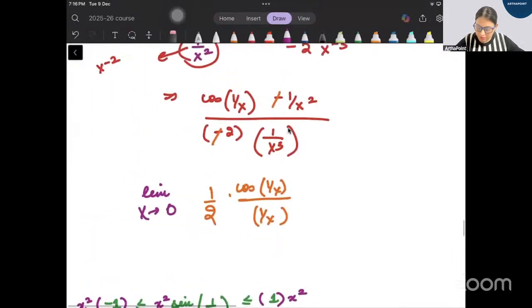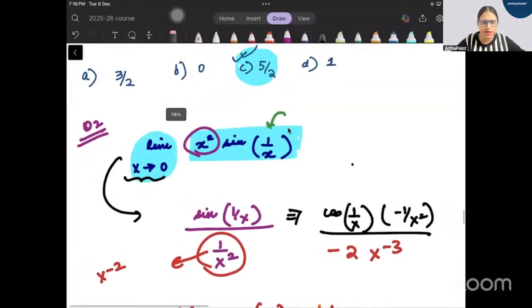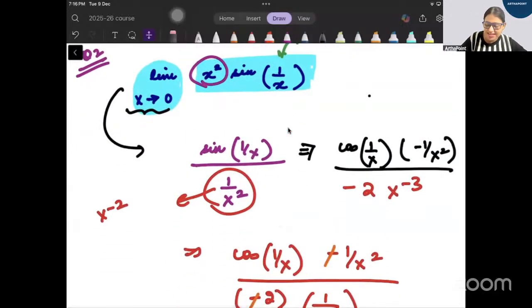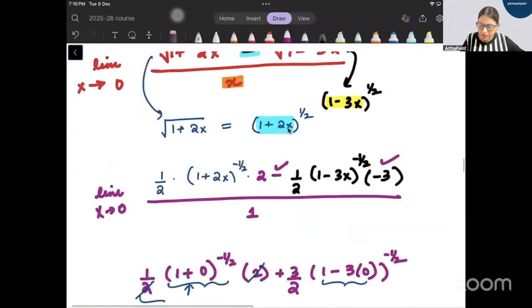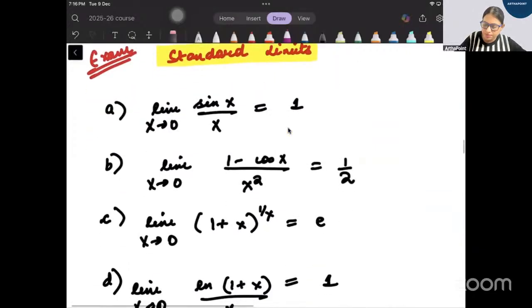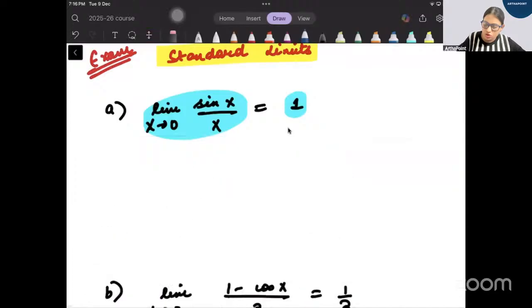I'm just thinking there can be one more way in which we can solve this. As I said, there are many ways, but I don't know if some of you tried it. This can be x into x sine 1 by x, right? And you can apply this property as well. So just think about it.